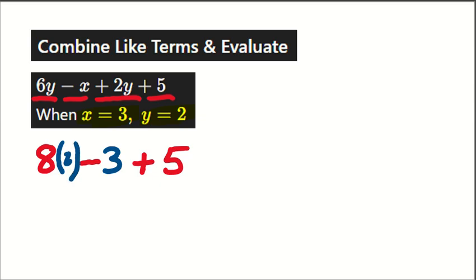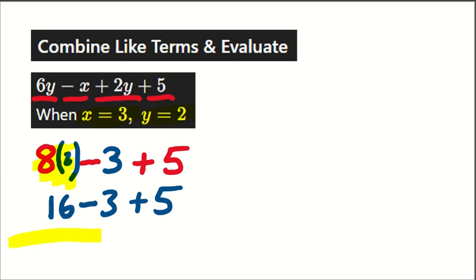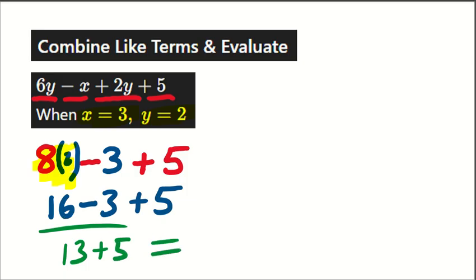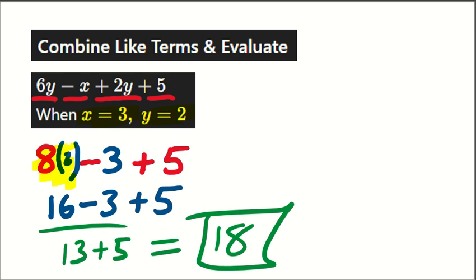Okay, so what do we do first? Well, order of operations says we got to do multiplication first. So 8 times 2 is going to be 16, decreased by 3, increased by 5. Now remember, when it comes to addition and subtraction, we do whatever happens first, moving left to right. So as you can see, the subtraction's first, because that's the first thing to happen. 16 minus 3 is going to be 13, and then that leaves us 13 plus 5, which gives us an answer of 18.